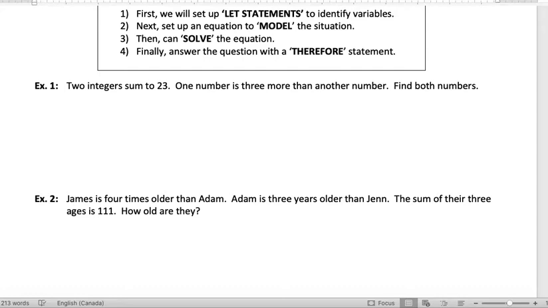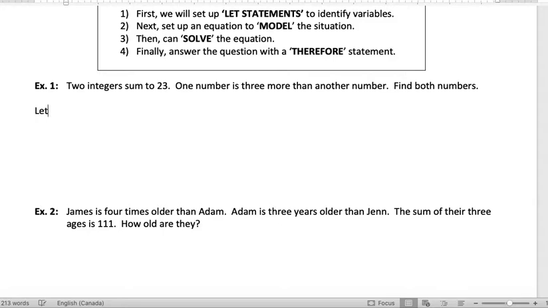So the first question says 2 integers sum to 23. One number is 3 more than the other number. Find both numbers. So here, when we look at it, we see 2 integers. So that's either a positive or negative number. And they sum to 23, so they add up to 23. Then it tells us that one number is 3 more, so adding 3 than the other number. Find both numbers. So the first thing we want to do is write our let statements.